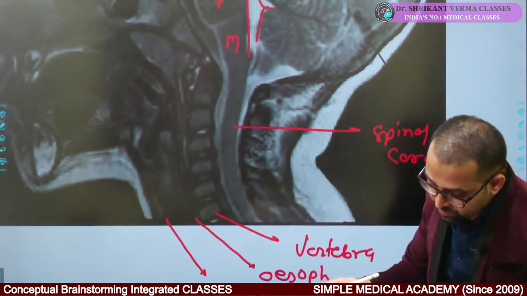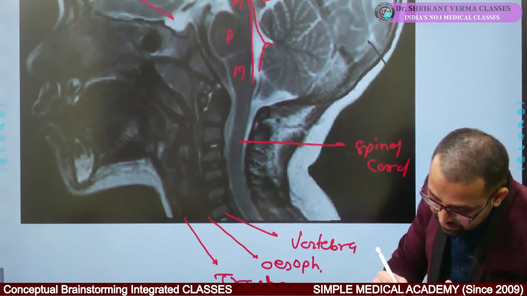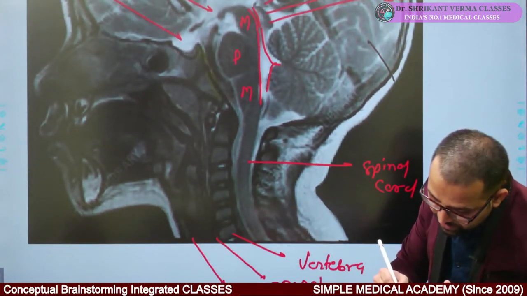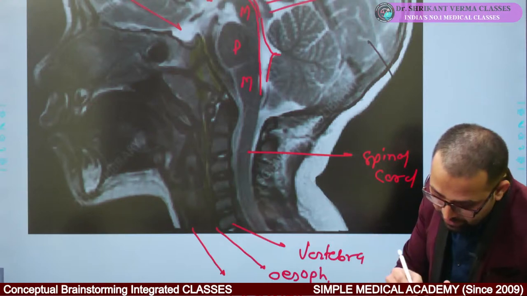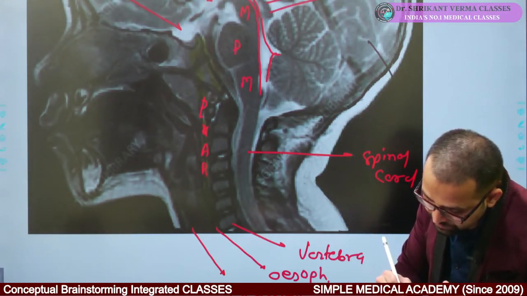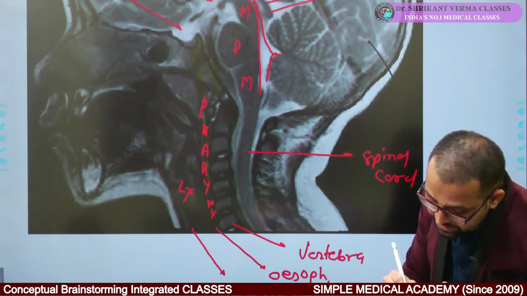Now, just above the esophagus, the upper part of the esophagus is known as pharynx. So definitely this is our nasopharynx. You will see here the nasopharynx, the oral cavity, oropharynx, and this is the laryngopharynx. So definitely, sir, this portion is our pharynx. In front of the pharynx, there is the larynx. Can you see the epiglottis shadow also?